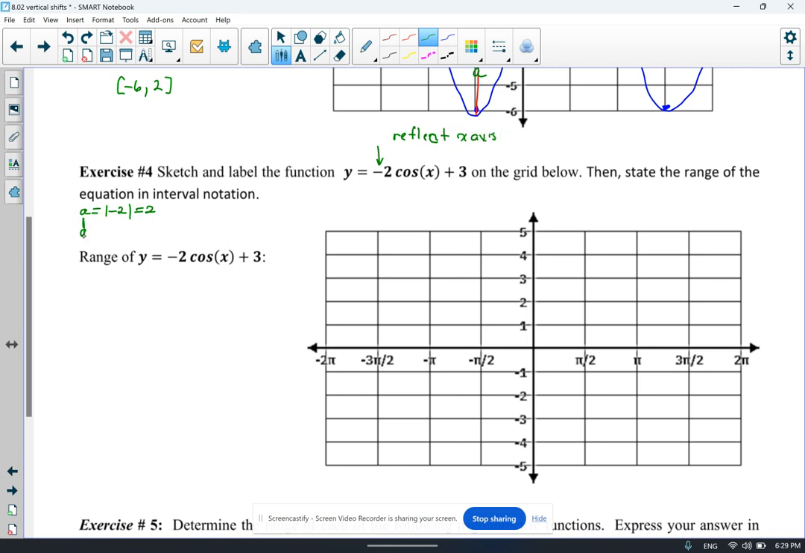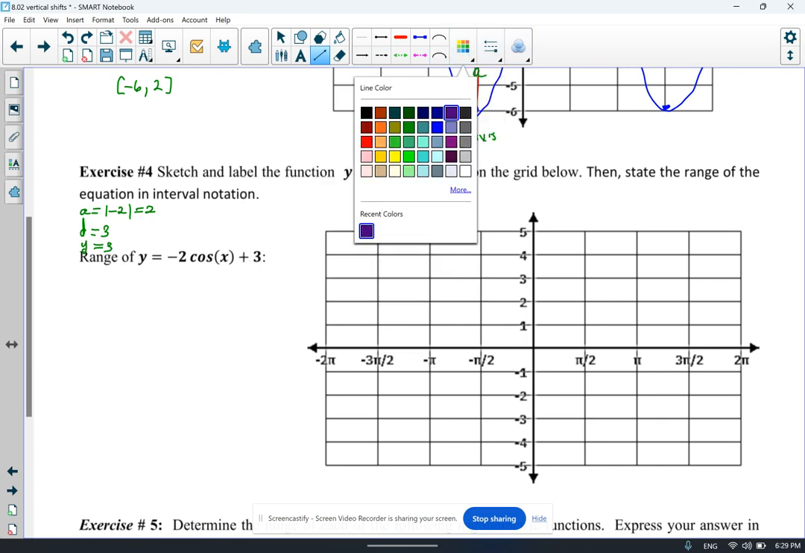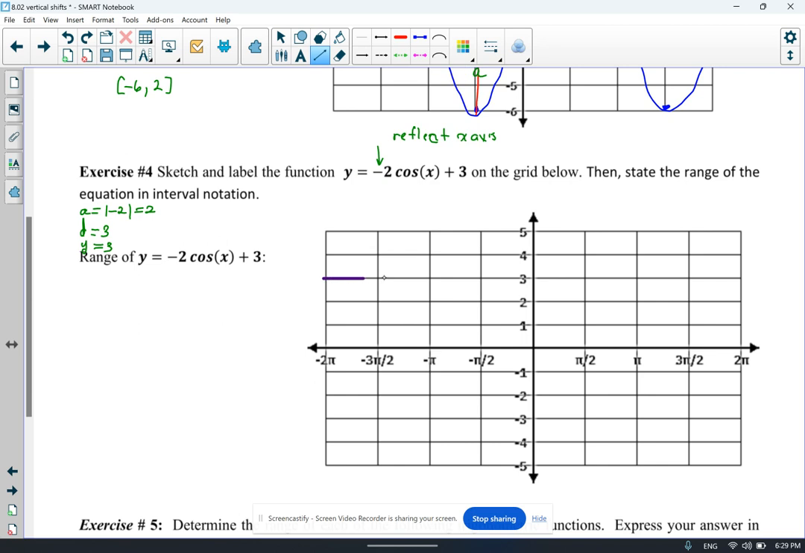The vertical shift is 3, and so therefore the midline is y equals 3. So the graph was shifted up 3 spaces. So we're going to go ahead and graph it, and I like the purple line. So we're going to graph y equals 3. And always remember to label your graph.